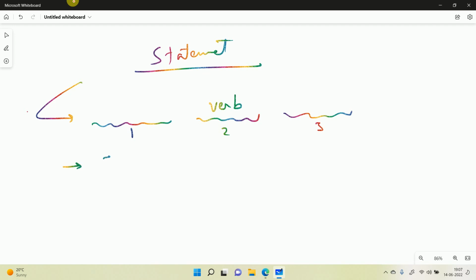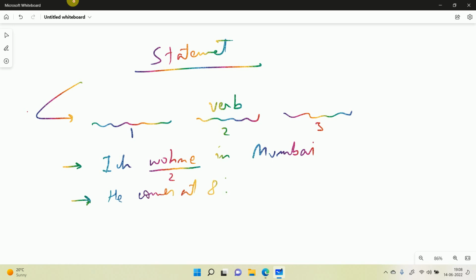For example, ich wohne in Mumbai. Okay. So here you can see the first is subject. It could be anything, but what I want to focus upon is verb position. So verb position is in second place, right? Can somebody tell me, he comes at 8 a.m.? He comes at 8 o'clock, for example. Somebody please give a try and narrate. Tell me how it should look like in German.